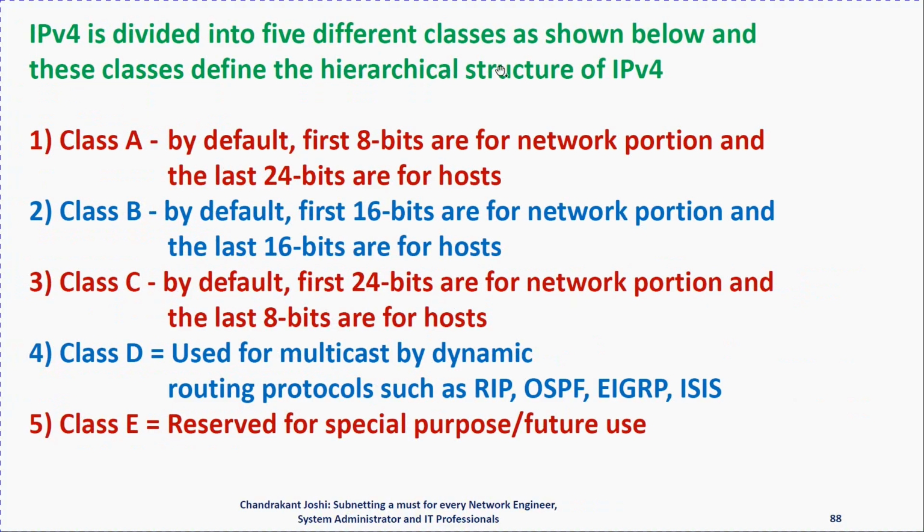IPv4 is divided into 5 different classes, and these classes are class A, class B, class C, class D and class E, of which class E is reserved for special purpose or for future use. Class D is for multicasts and it is used by dynamic routing protocols such as RIP, OSPF, EIGRP, ISIS, etc. So we are going to study only class A, B and C.